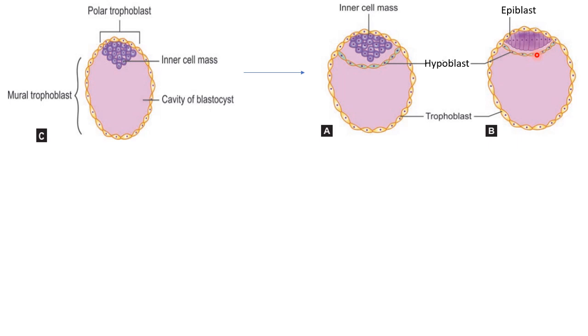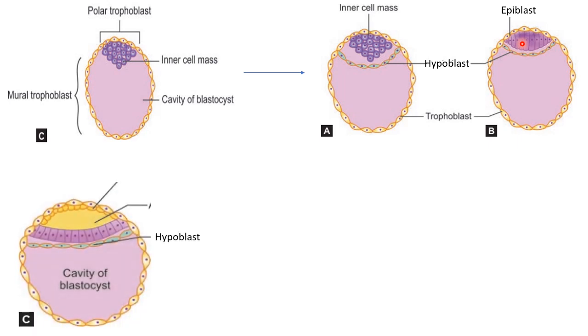The next thing that will happen is that these cells which have now become columnar in shape will attain the name epiblast. So formation of the flat cells known as the hypoblast and the columnar cells known as the epiblast is a process where the bilaminar germ disc has been formed. So let's look at the next process.